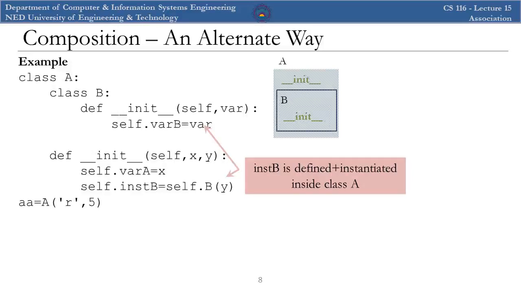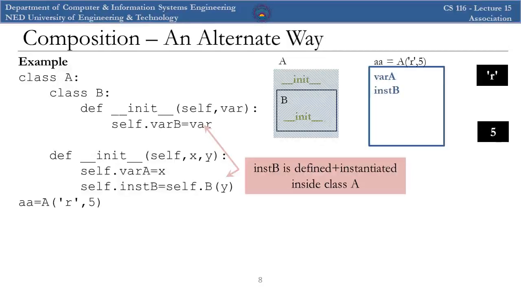Now if I execute this statement here, I am instantiating an object of class A type. So I am defining two objects, R and 5, right? And I'm passing these two objects to this class A's initiator. So what will happen, this R will be assigned to X and X will be assigned to variable A. So namespace for AA will be created, and this will contain two instance attributes, variable A and instance B. Variable A will be linked to R because I'm passing it as a parameter. And for instance B, what I am doing, I am instantiating an object of class B type.